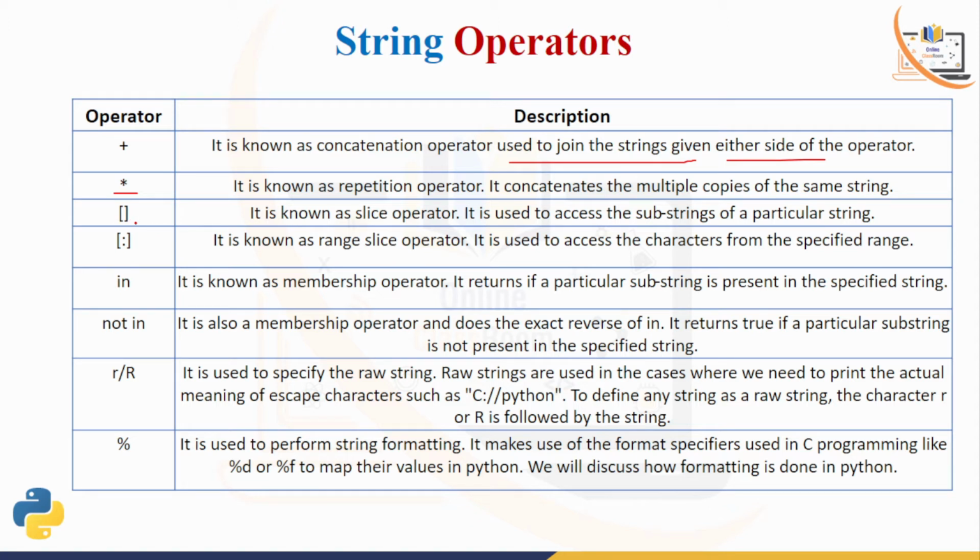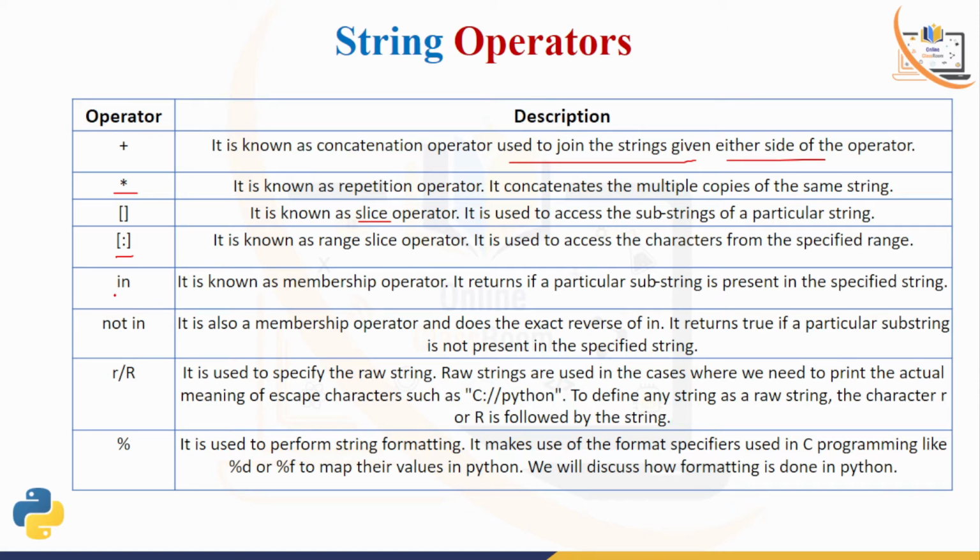Now there is another thing: the square brackets, open and close, are known as the slice operator. And if we write a range between the brackets, it is a range slice operator. Like in the previous program, we already implemented it, right? So these four are the operators we have implemented; the next ones are new.